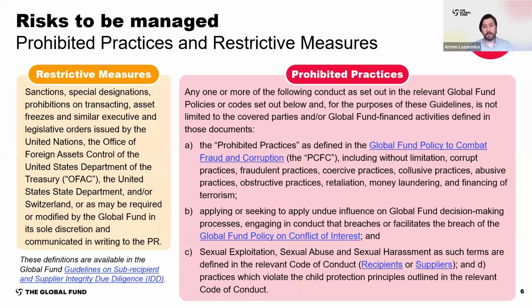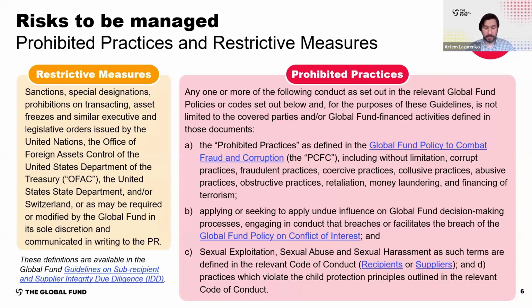The second, equally important part of integrity risk that we're looking to manage is prohibited practices. These are standards which are not set externally, unlike the restrictive measures. These are really core to what the Global Fund does, to the values and the internal procedures of the Global Fund. Really our commitments to doing our work and fulfilling our mission in a way which safeguards the interests of the world and our recipients as a whole.